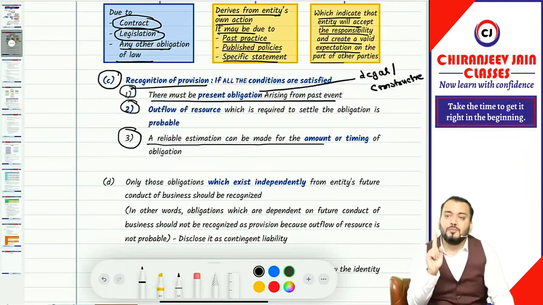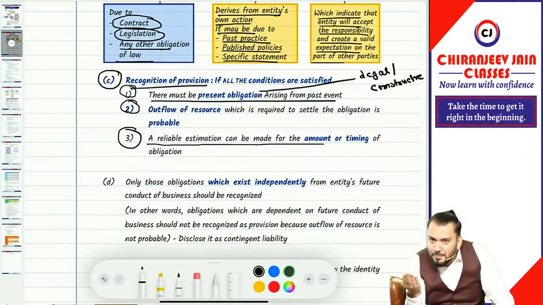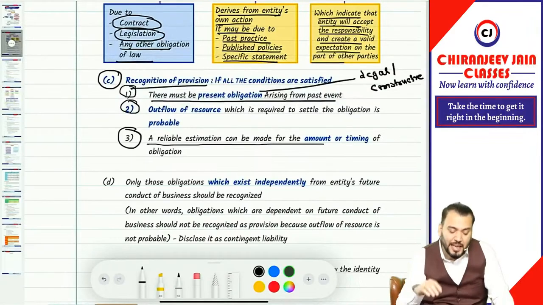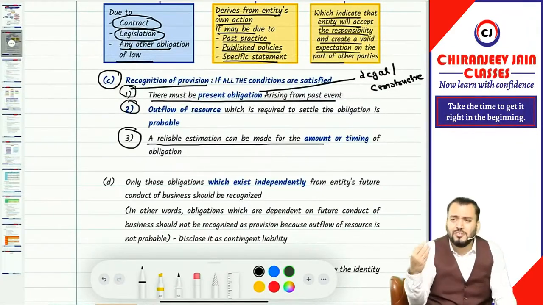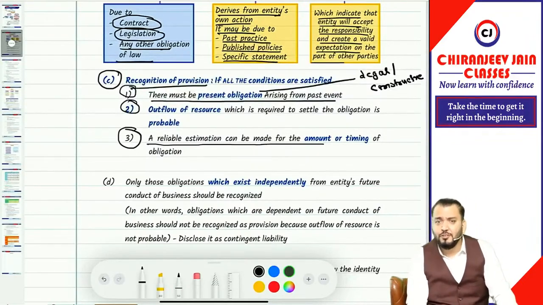So what is the first condition? There must be present obligation arising from past event. Second condition, outflow is also probable. Third condition, a reliable estimation can be made. Correct? Now, of course, you are thinking about point number 1 and 2, sir. Give some example. You are thinking or not?